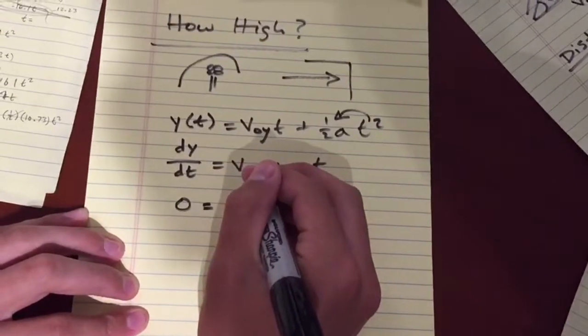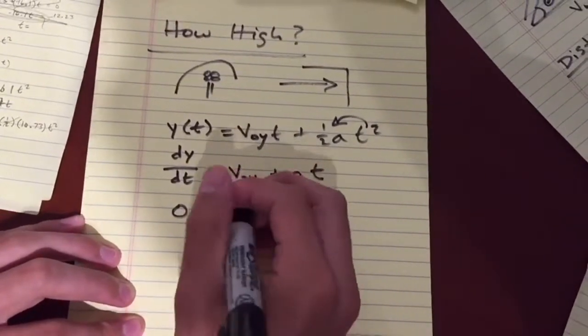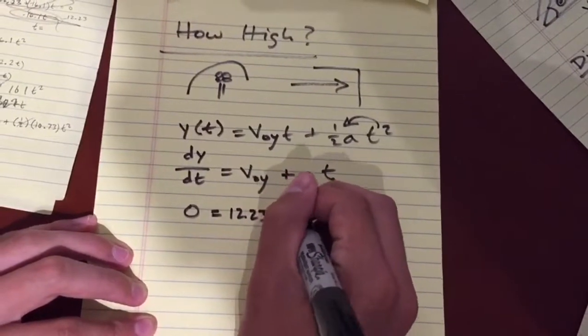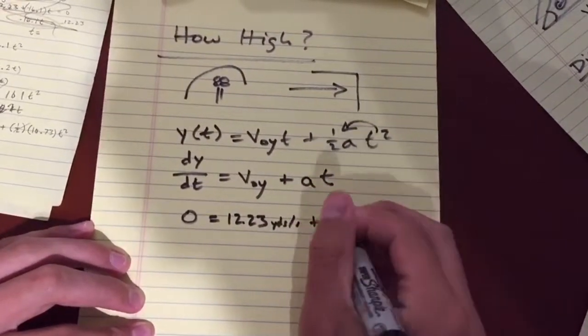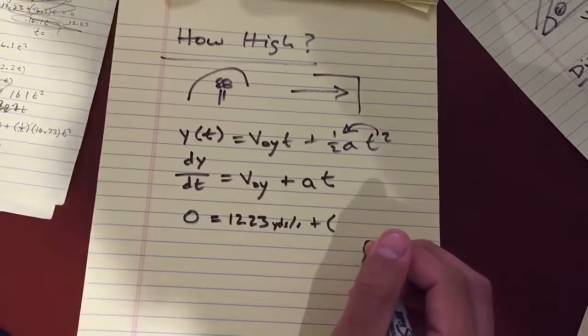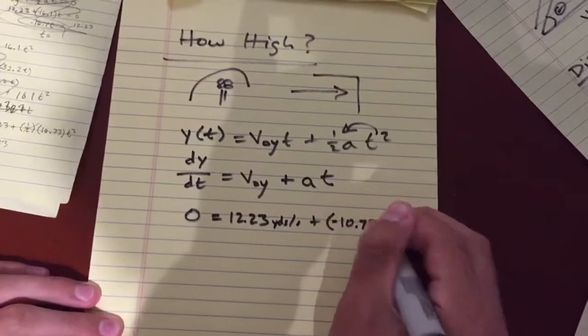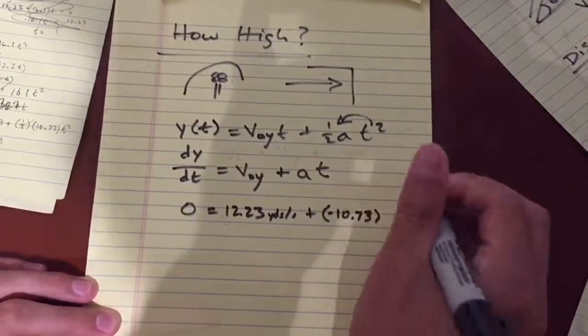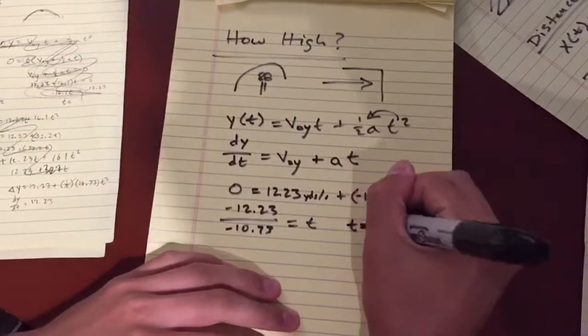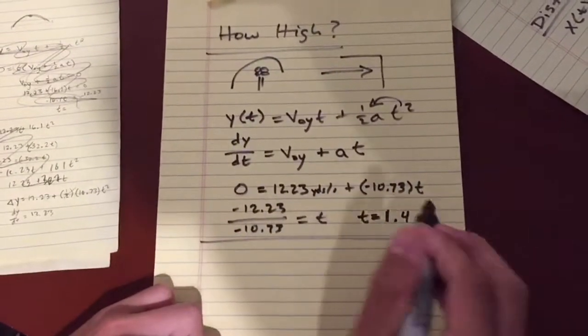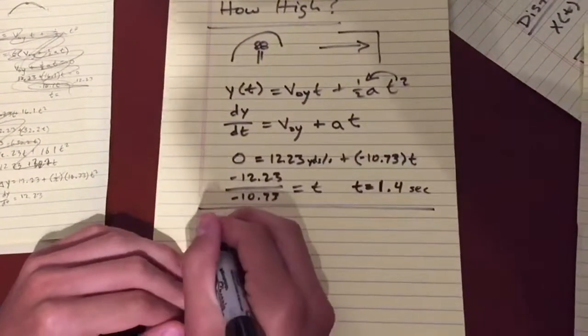The original y velocity was 12.23 yards a second, plus the acceleration due to gravity in yards a second is negative 10.73 yards a second. And that time ends up being 1.4 seconds. So, all you do, plug it back into the equation.